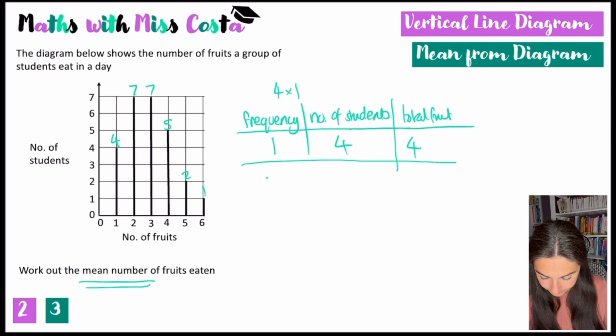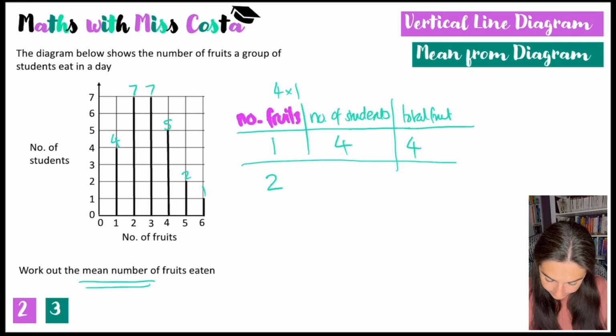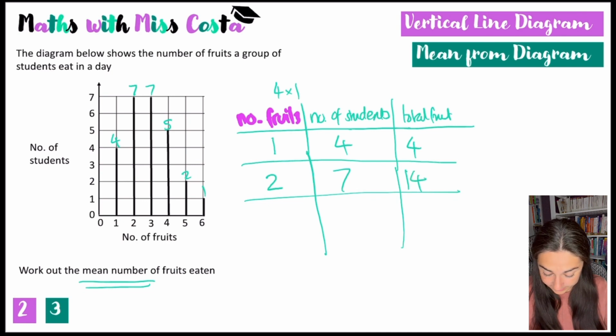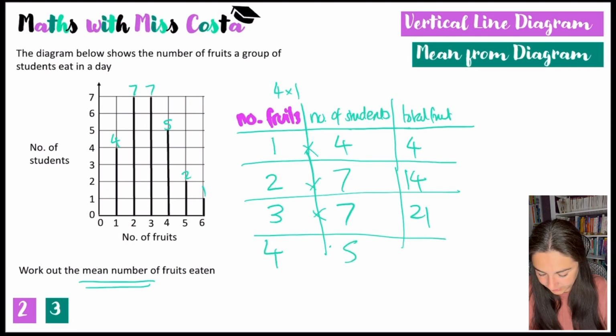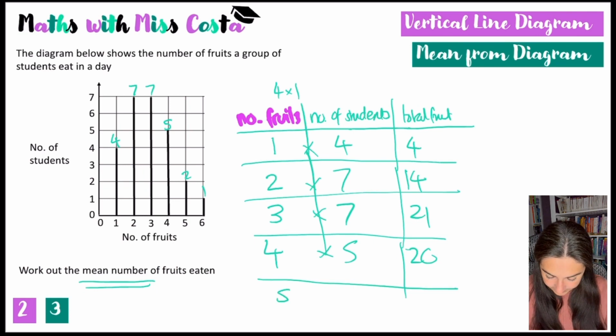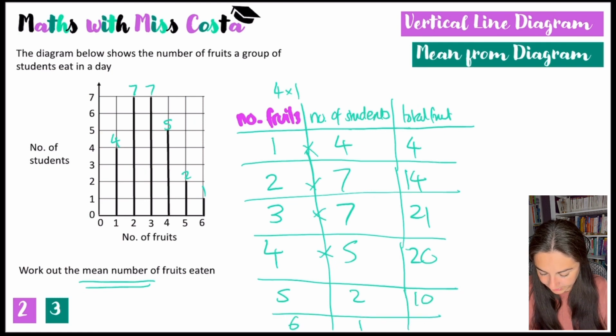Let's just call that number of fruits. Okay, so 2 fruits are eaten by 7 students. So in total, that's 14 fruits that have been eaten. 3 fruits are eaten by 7 students. So 3 times 7 is 21. 4 fruits are eaten by 5 students. So 4 times 5 is 20. That's 20 fruits in total. 5 fruits are eaten by 2 students. So that's 10 fruits in total. And 6 fruits are eaten by 1 student, so that's 6 fruits in total.